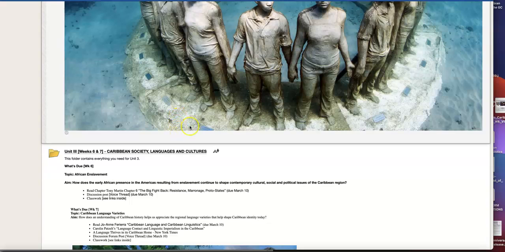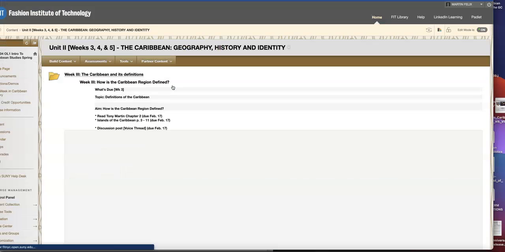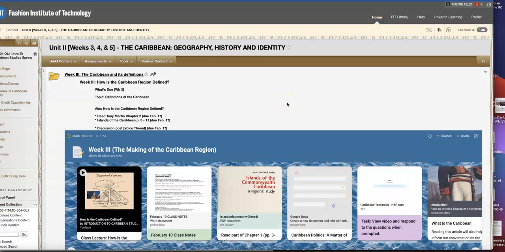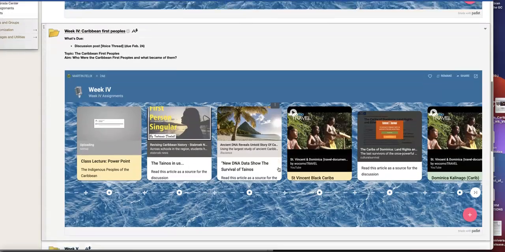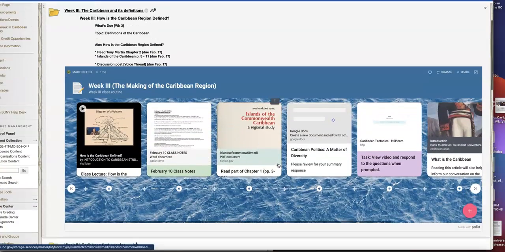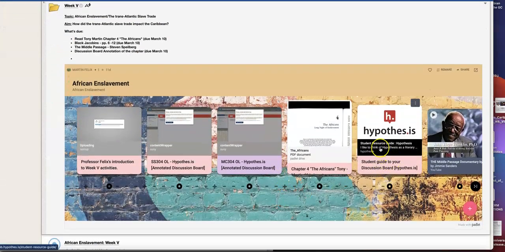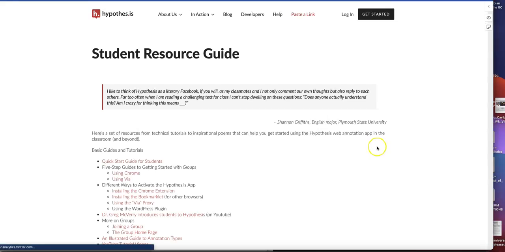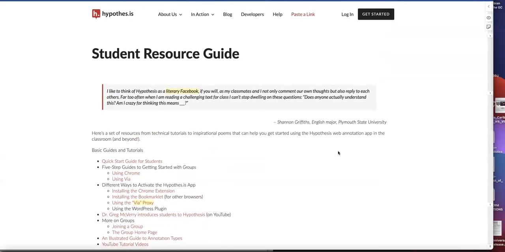as they use Hypothesis, because students are just becoming familiar with it. It's not something that has been used at FIT for a while, and most students haven't had the experience of using Hypothesis. So, for example, I'll show you what I'm referring to. This is a guide from Hypothesis itself, and it gives you a nice student resource guide. And so I usually accompany all of my Hypothesis exercises with this guide side by side.